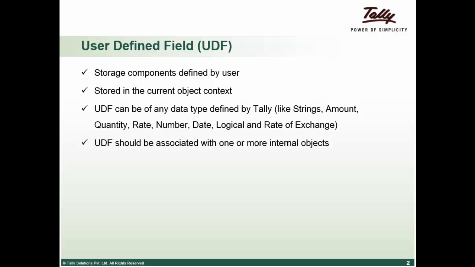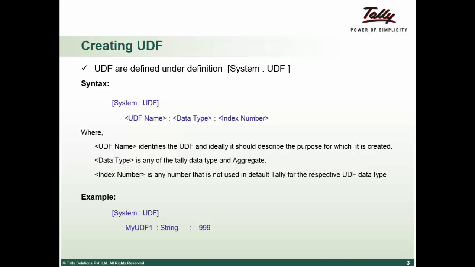The creation of the UDF is very simple. It is created under a system definition UDF. So it is open square bracket system colon UDF. Why are we writing system? Obviously it has to get stored with your database. So that is the reason why it is under the definition of system UDF. The name of the UDF is the identification of the storage. The purpose of this UDF is to identify the storage name. The data type is the Tally data type that you can use, or the aggregate.